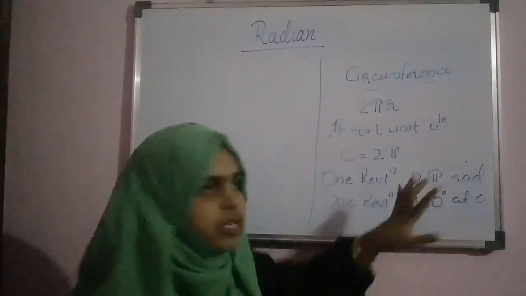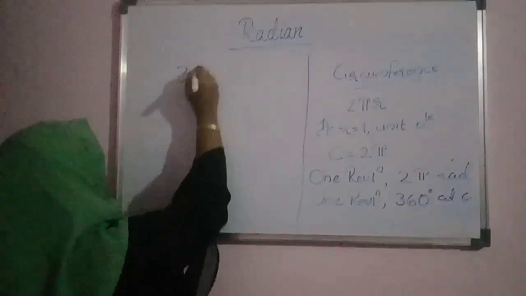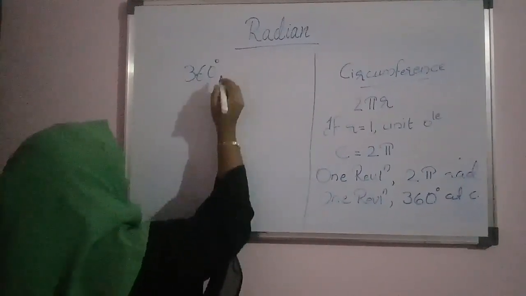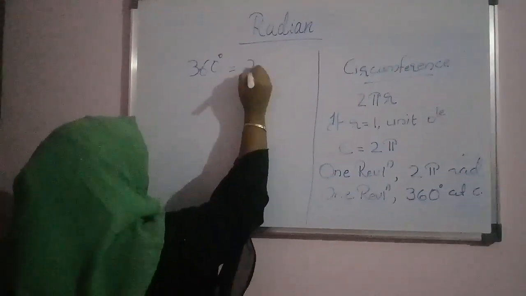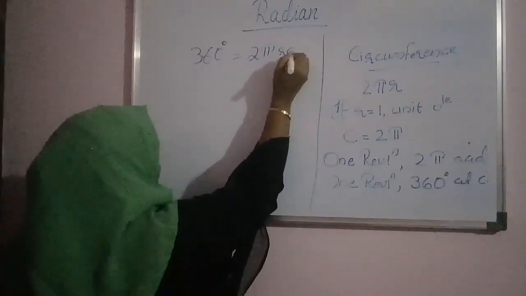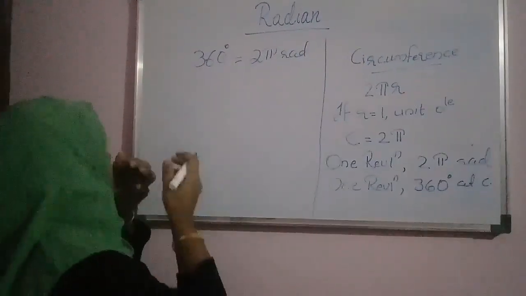So 360 will be equal to what? 2 pi, because both make the same angle, one in degrees and the other in radians. So 360 degree will be equal to 2 pi radian.